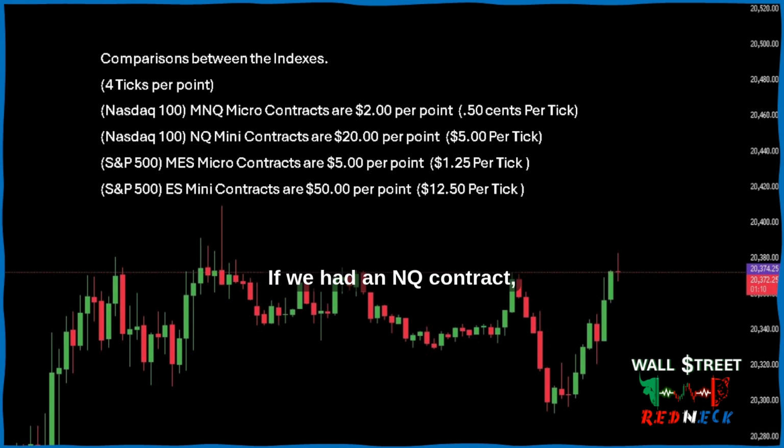If we had an NQ contract and we decided to go ahead and enter long, and we took that entry and it moved up 10 points, that NQ contract, 10 points, would gain you $200. That's $5 per tick. You notice if it was a micro, it would be 20 or 50 cents a tick. There's 4 ticks in each point.